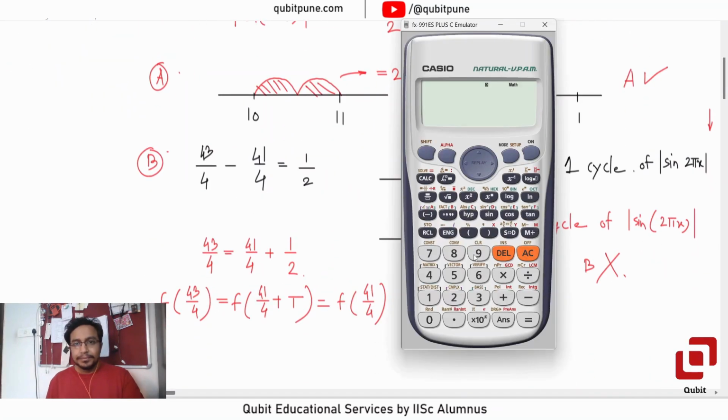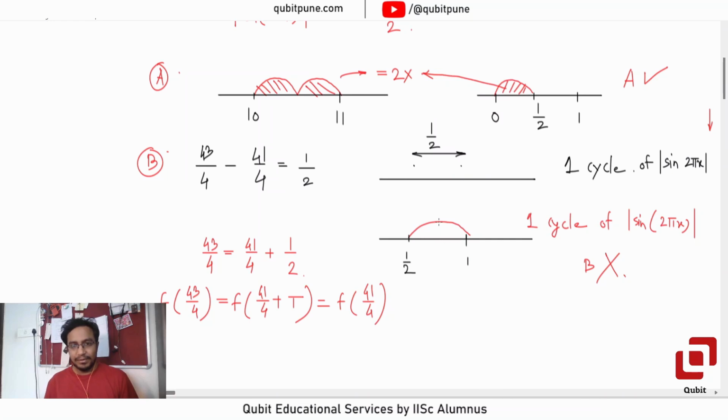Let's do it here. I think it will be 1 or minus 1, sine 2 pi into 41 by 4. So that is 1. So it will start from the peak. So it would be something like this. Got it? But the total area due to symmetry would again be equal to area under one cycle. Is it clear?